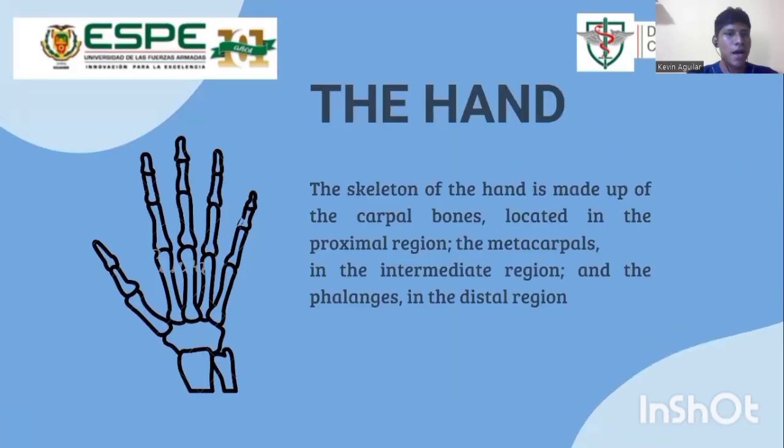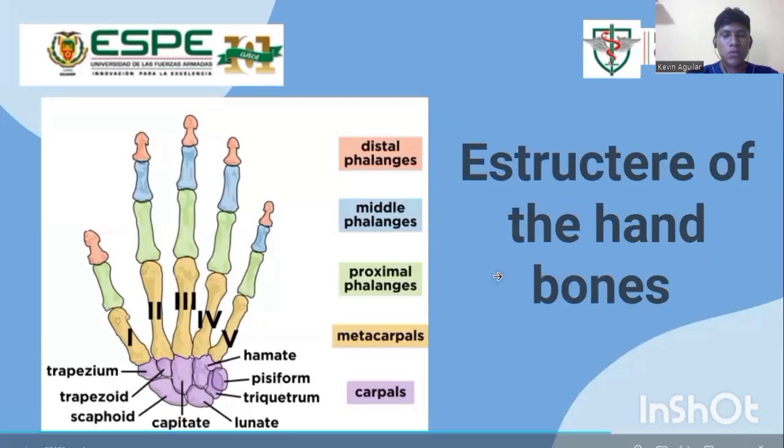The hand. The skeleton of the hand is made up of the carpal bones located in the proximal region, the metacarpals in the intermediate region, and the phalanges in the distal region. Structure of the hand's bones.